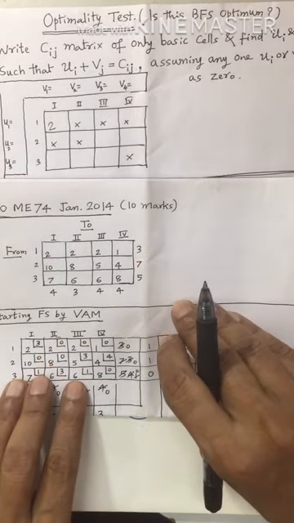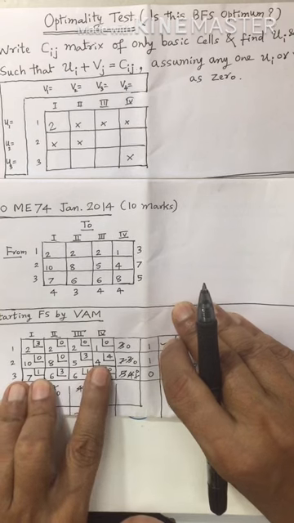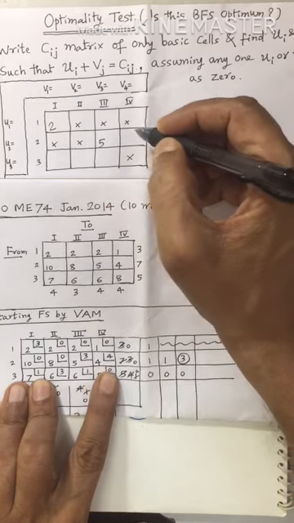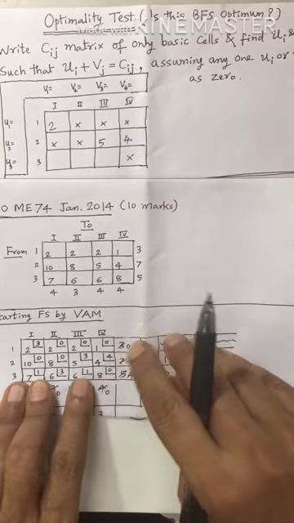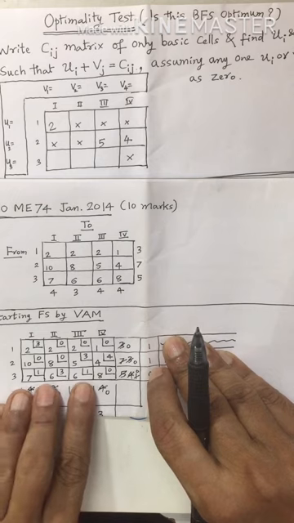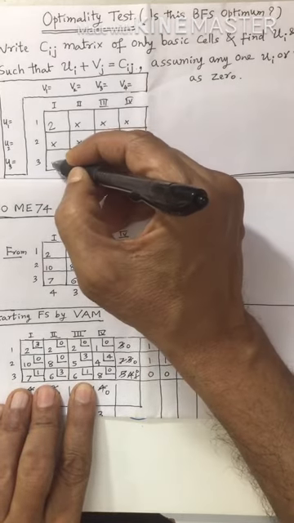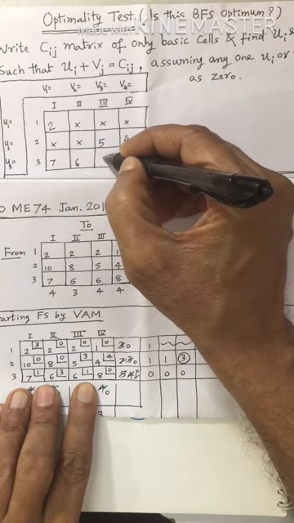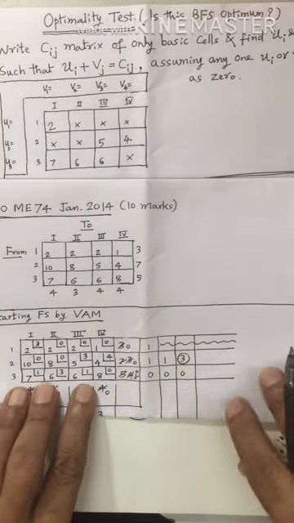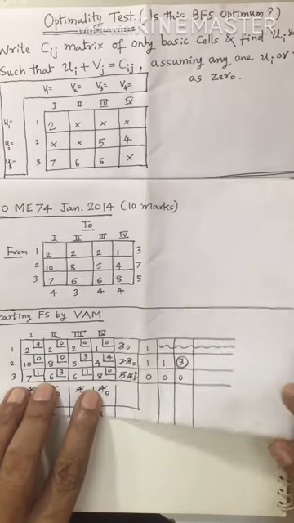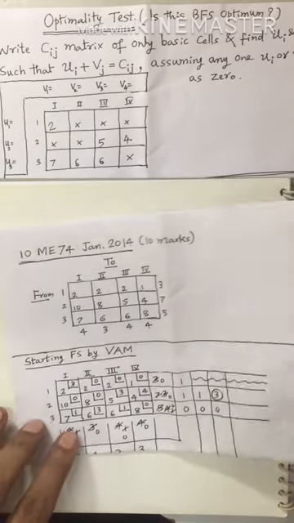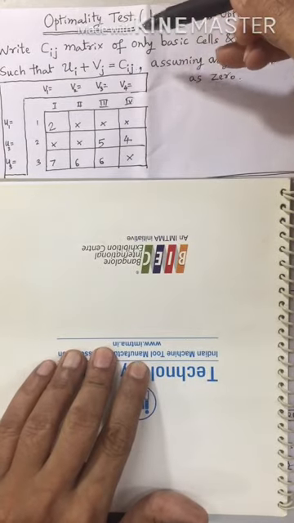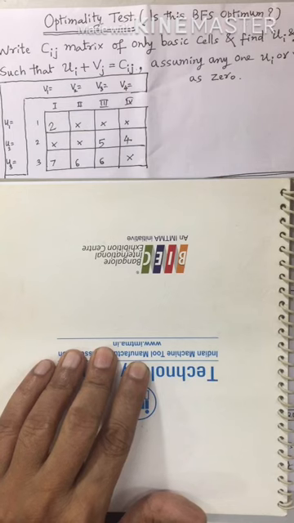Similarly, in the second row, the third cell and fourth cell are basic cells. Their Cij values are 5 and 4. Similarly, the last row, the first three cells: this is 7, this is 6, and this is also 6. Referring to the original table, I have written it here. I shall bring it back if it is required again. So the first part, write the Cij matrix of only basic cells, that I have done.